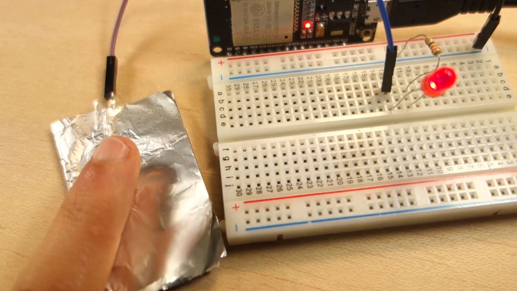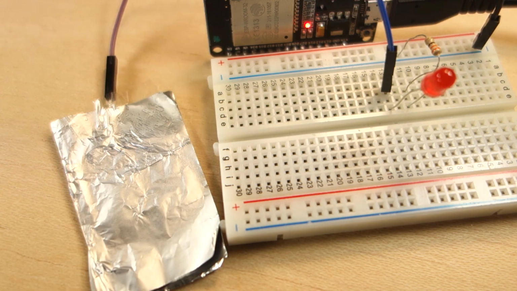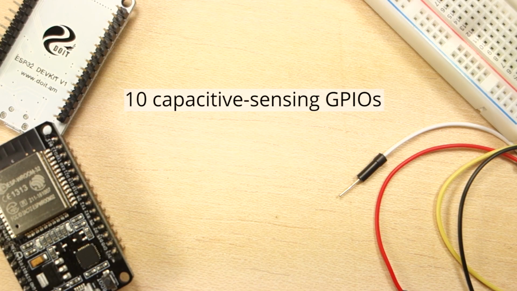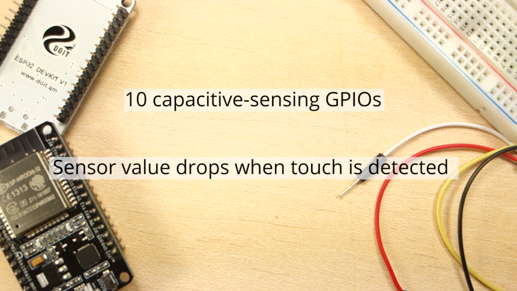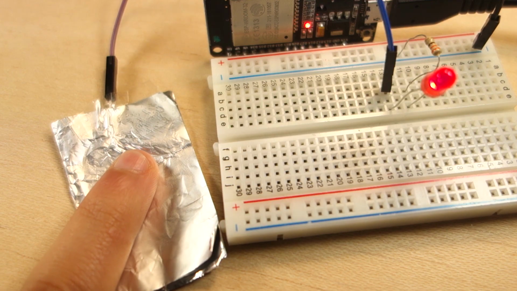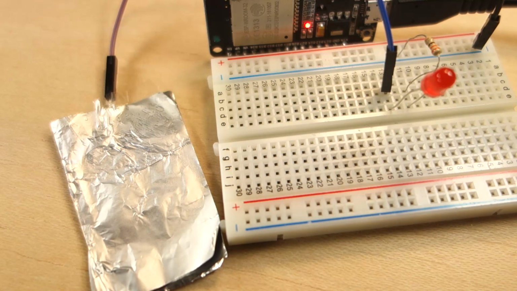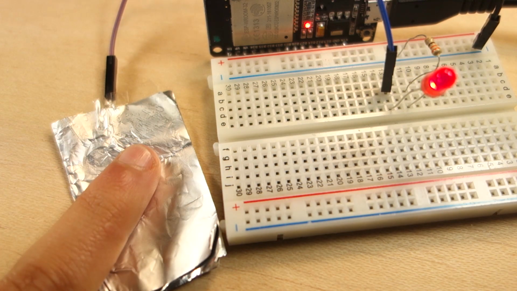To recap, in this video you've learned that the ESP32 has 10 capacitive sensing GPIOs. When you touch the GPIO, the value read by the sensor drops. Finally, you've also learned that you can set a threshold value to make something happen when it detects touch.